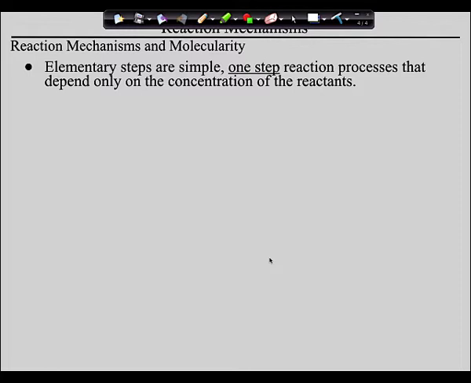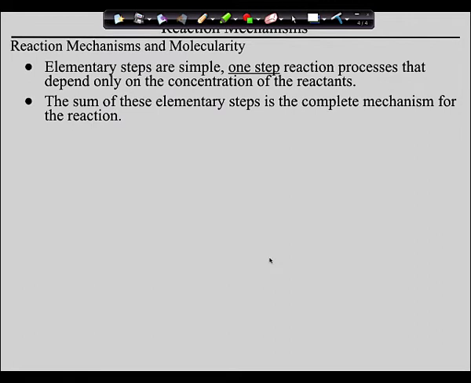Now guys, why would they only depend on concentration? The reason is because there's nothing going on in the background. So the more of something you have, the faster it will go. And that's always the case. So guys, the trick with these elementary steps is they will add up to give us what we call the mechanism for the reaction. So mechanisms are collections of elementary steps. Elementary steps are one-step processes that are strictly dependent upon concentration. There's nothing going on in the background.